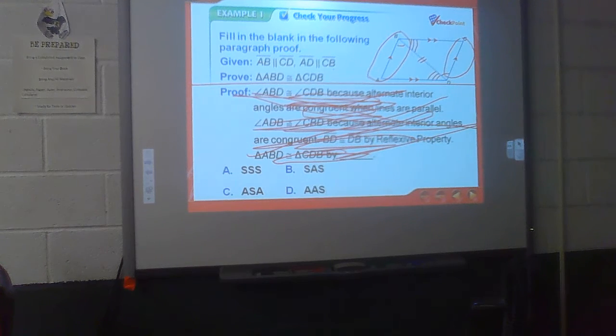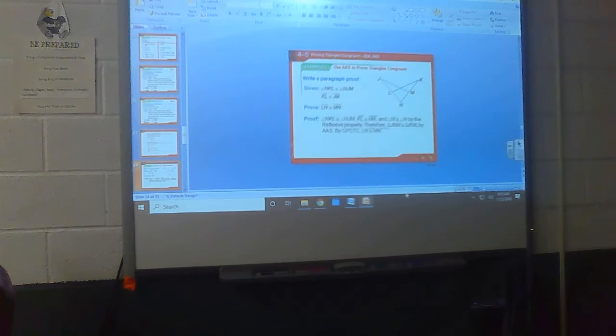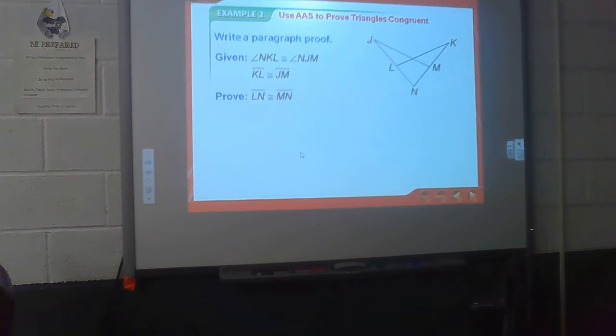Okay. How'd that one go? Getting better? Again, more practice. So this is the one that gets funky then. Yeah? So try to draw this on a piece of paper.